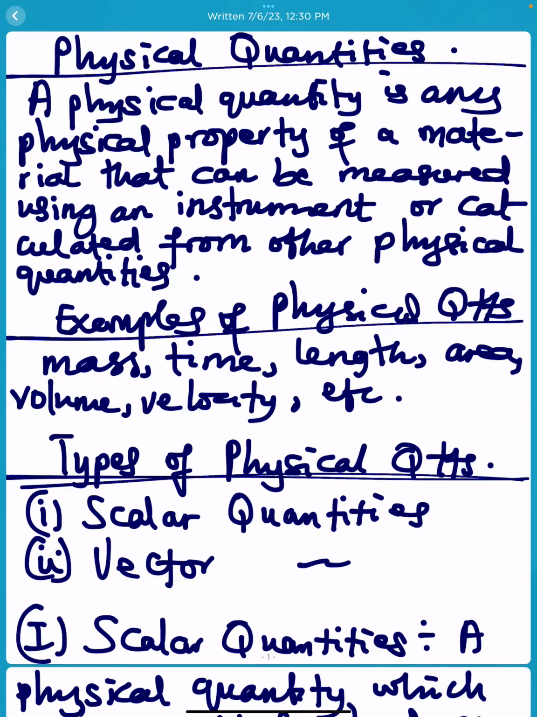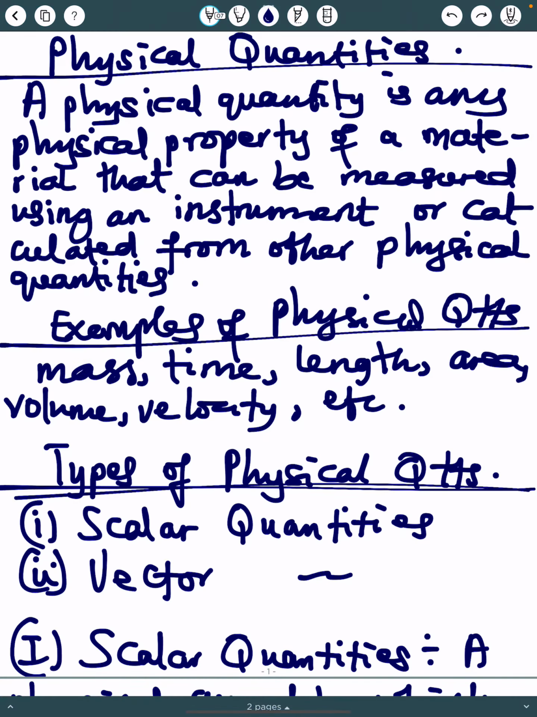In science, we usually discuss physical quantities. A physical quantity is any physical property of a material or an object that can be measured using an instrument or which can be calculated from other physical measurements.